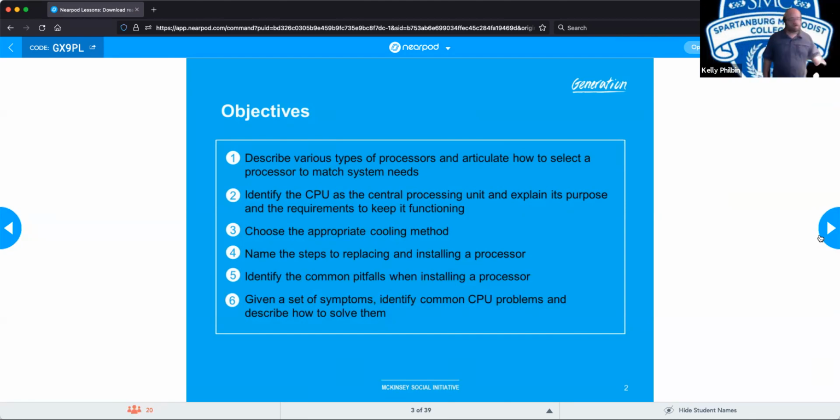So there are cooling systems that operate like that. We're going to work on naming the steps to replacing and installing a processor in our systems, as well as identifying the common pitfalls you'll come across while doing so. Also, given certain symptoms, we should be able to identify common CPU problems and describe how to solve them. We're also going to be taking a look at the internal architecture of modern processors and how they work, how they allocate memory and things like that.